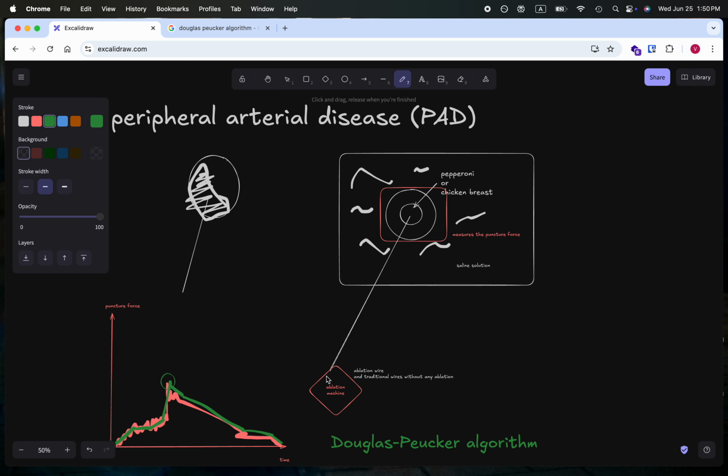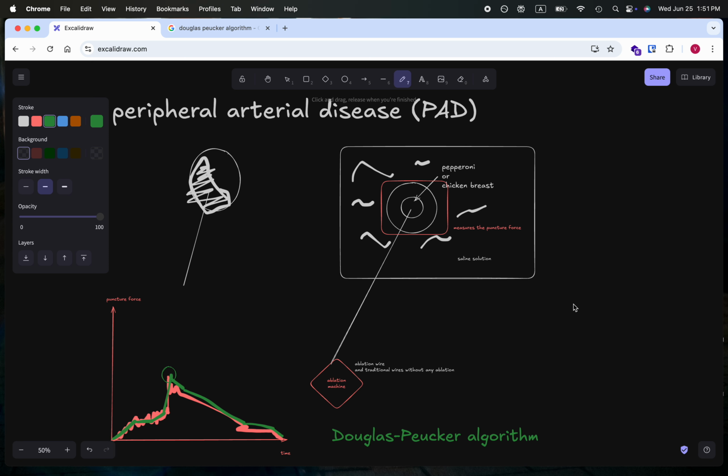I learned to work with the ablation devices, the mechanical device where the puncture force gets measured, and making up the saline solution, as well as, well, for me, it's pepperoni and chicken breast. I did not work with human samples.